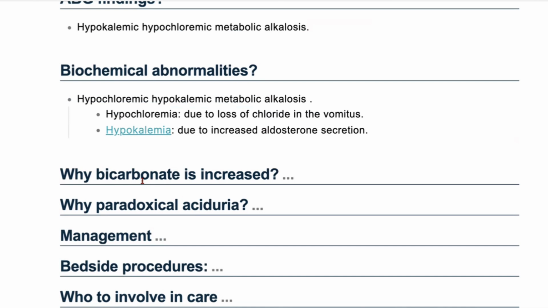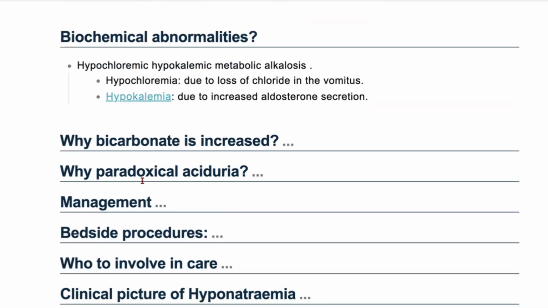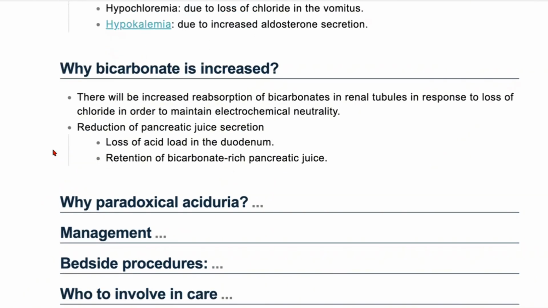Right. Why is bicarb usually increased in this condition? So the bicarbonate is increased in this condition because we want to increase excretion, so it's reabsorbed by the renal tubules, and therefore the pancreatic secretion of bicarbonate is in cessation, so we don't need to secrete any more. That's right. The patient would have paradoxical aciduria.